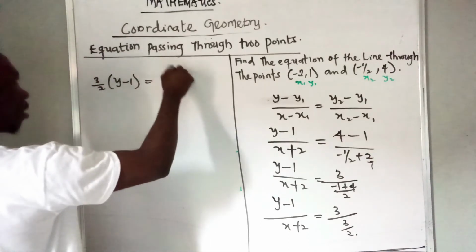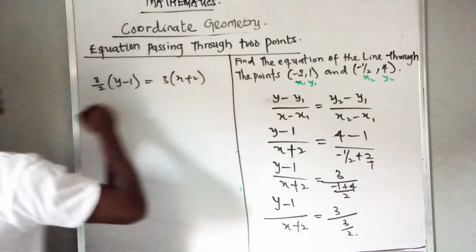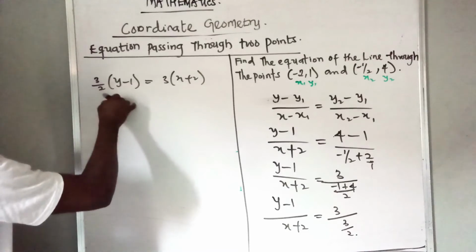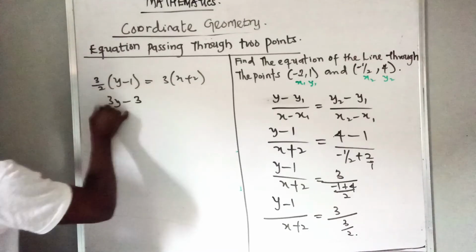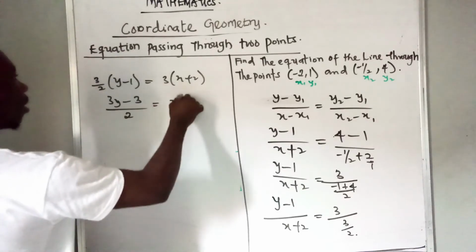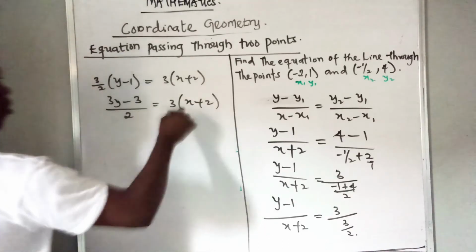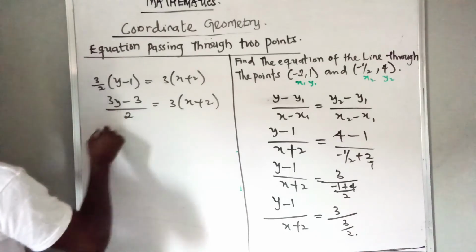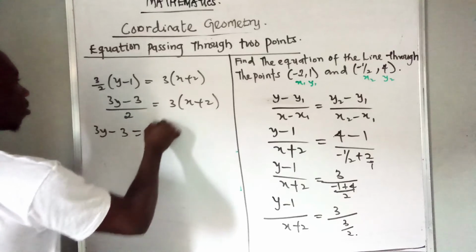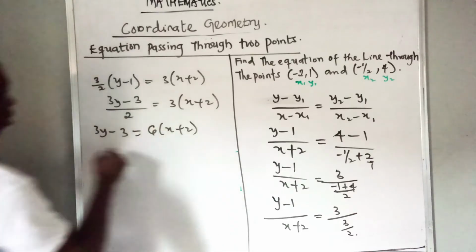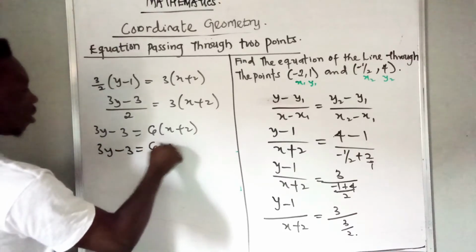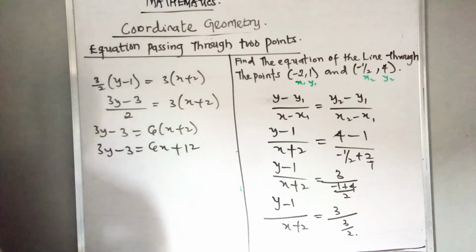So when you cross multiply, we have 3 over 2 times y minus 1 is equal to 3 open bracket x plus 2. Expanding this becomes 3y minus 3 over 2 is equal to 3 open bracket x plus 2. So cross multiply, this becomes 3y minus 3 is equal to 6 open bracket x plus 2. So this becomes 3y minus 3 is equal to 6x plus 12.